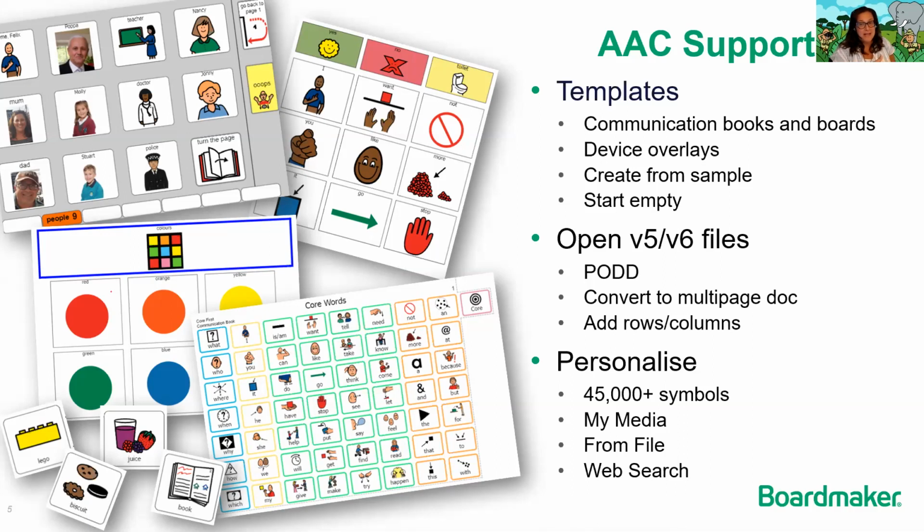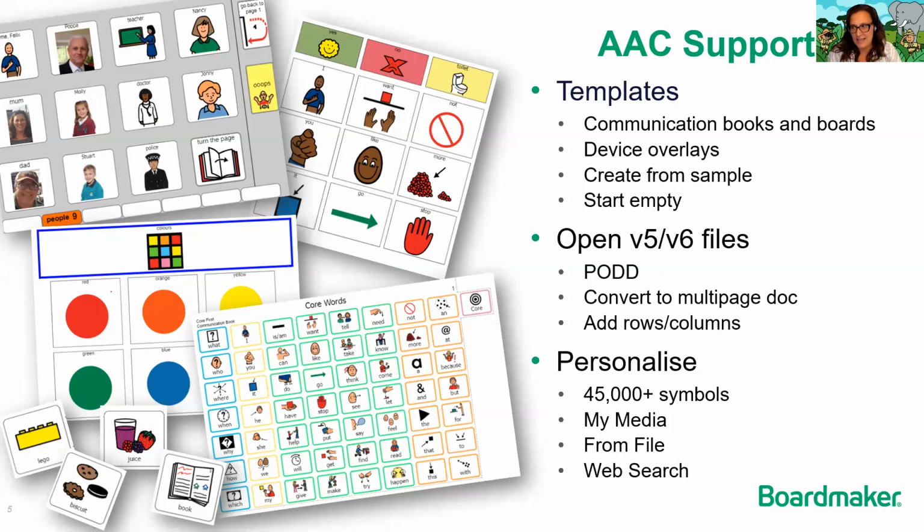And also how you can take something you've made in 5 or 6, and you can add extra rows and columns as people's ability to use AAC becomes greater, or they can hit a smaller target. We're also going to talk about how you can use Boardmaker 7 to personalize your AAC supports. So using our massive library of symbols, bringing in your own media, bringing things in from files and web searches.